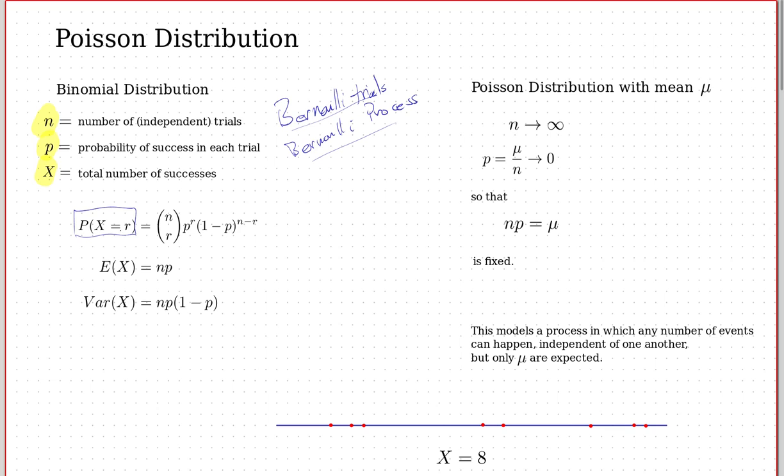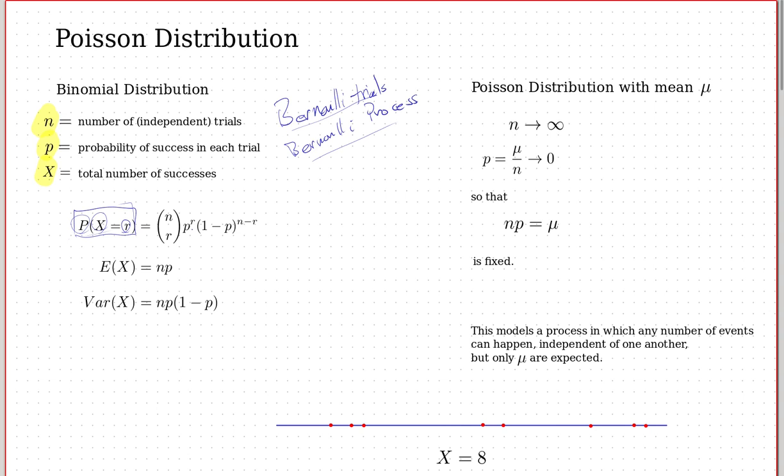So the probability of getting R successes when you flip the coin n times, or R heads when you flip the coin n times, that's what this says. P stands for probability. X is the number of successes you actually got, and R is some fixed number. So we're saying, what's the probability that the actual number of successes we got happens to be equal to R?